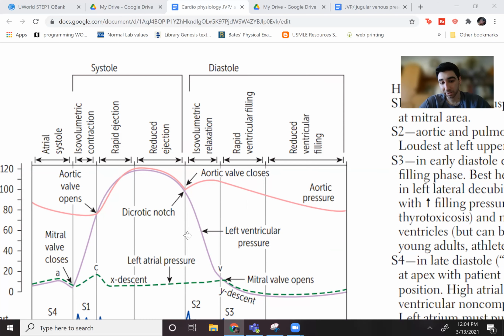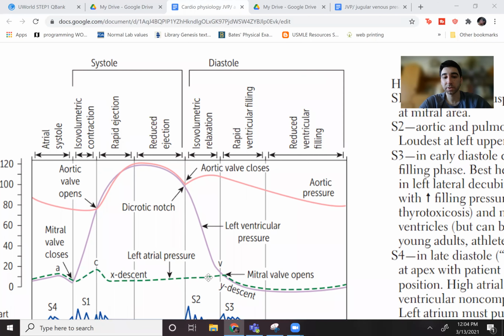And then diastole will start somewhere before the V wave. So the V wave is going to be the point between isovolumetric relaxation and rapid ventricular filling, right? And this makes sense because V is filling of the atrium. And then right after the atrium fills, it will be rapid ventricular filling. So the atrium will start emptying.